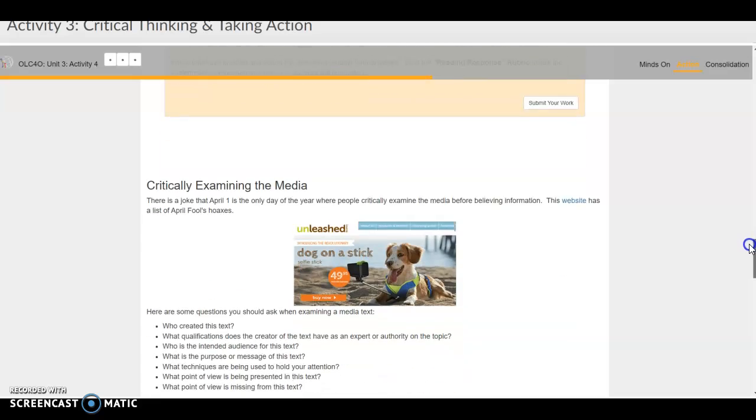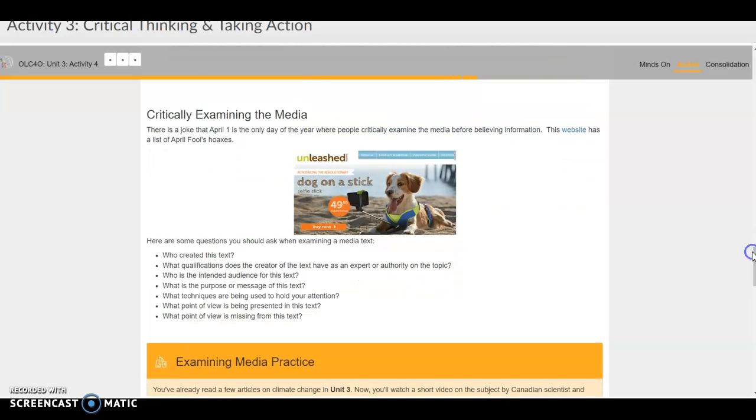All right, then we'll continue on, and like I said earlier, we're going to look at how we can critically examine the media and why it's important that we take a deeper look at the media messages that we're receiving.